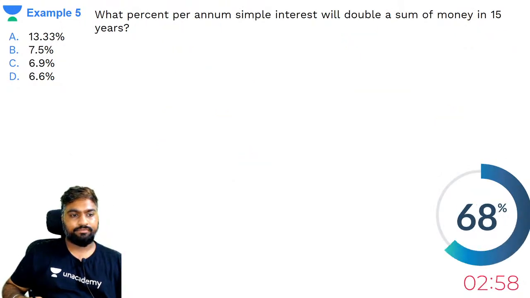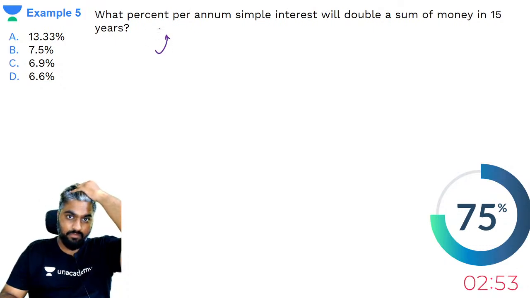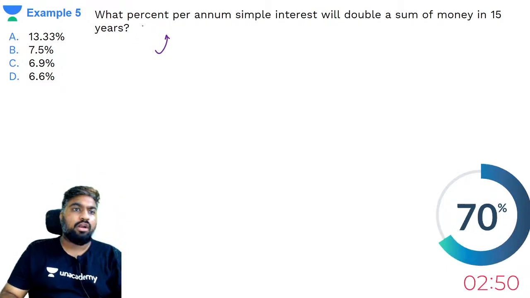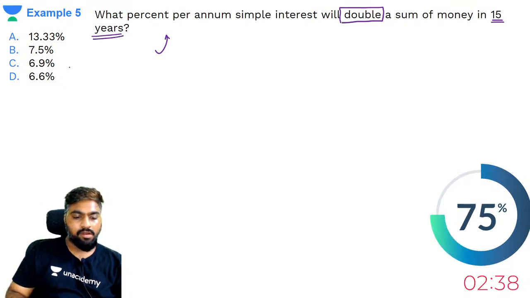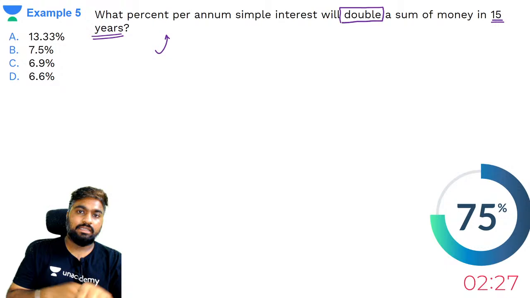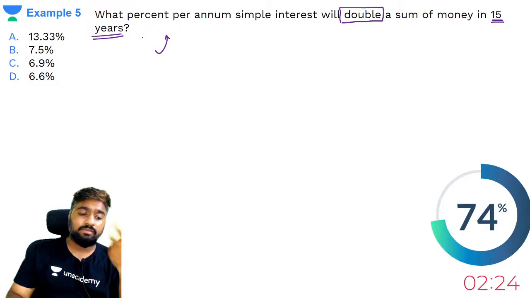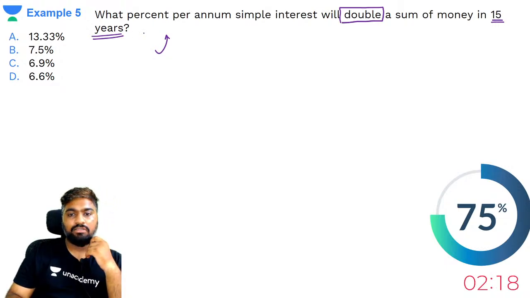Try out this question. So they're asking what percentage per annum will double a sum of money in 15 years. 15 साल में प्रिंसिपल जो है वो डबल हो जाता है. जैसे वो नहीं है 21 दिन में पैसा डबल, जैसा 15 डेज में, 15 years में पैसा डबल, 15 साल में पैसा डबल.